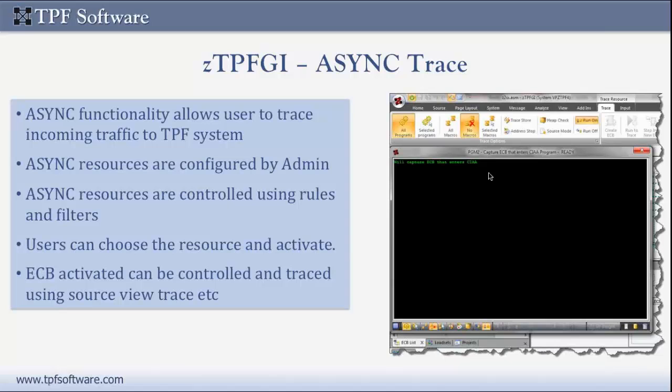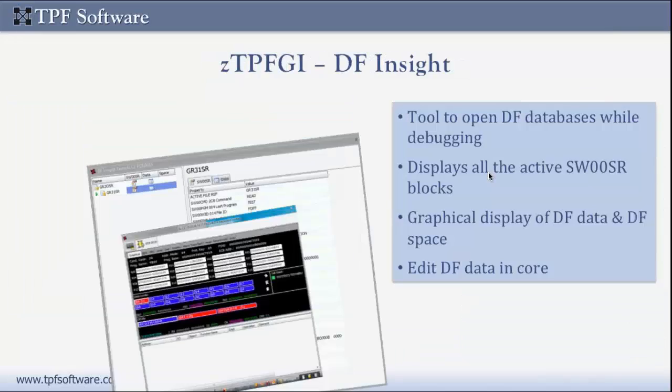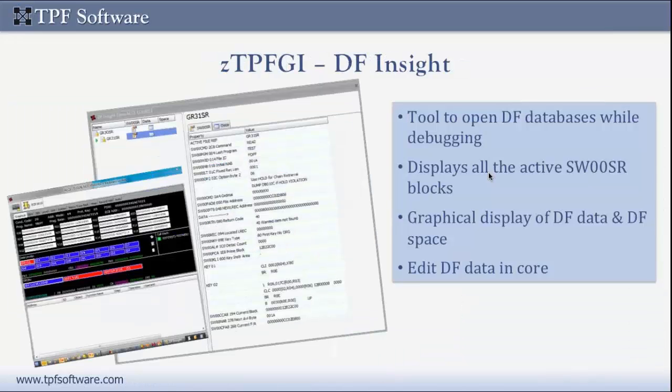Again, DF Insight is a tool to open TPF DF database files while you are debugging. DF Explorer, which we spoke about earlier, is a tool to browse the TPF DF database, but DF Insight is more for when your transaction is doing a couple of DF calls and you want to look at the user or the data. It's again embedded within the ECB window. If you look at this ECB snapshot in this slide, there is a DF Insight icon.